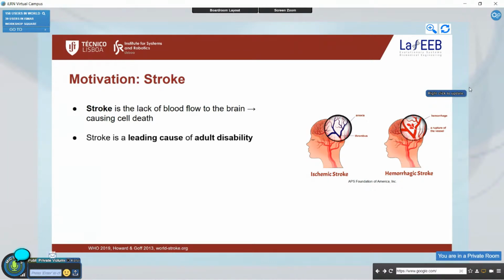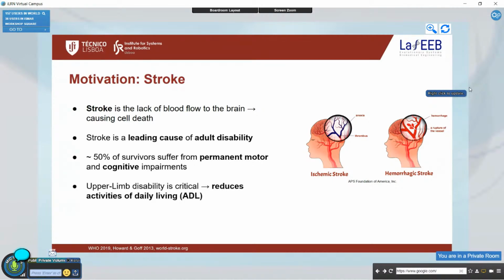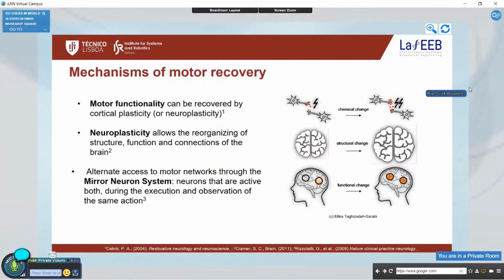Unfortunately, stroke is the leading cause of adult disability worldwide, and around half of the stroke survivors suffer from permanent motor and cognitive impairments. This results, unfortunately, in upper limb disability, which is critical because it reduces the activities of daily living. I will mention here briefly some key aspects of motor recovery. Well, first of all, motor functionality can be recovered by cortical plasticity or neuroplasticity.